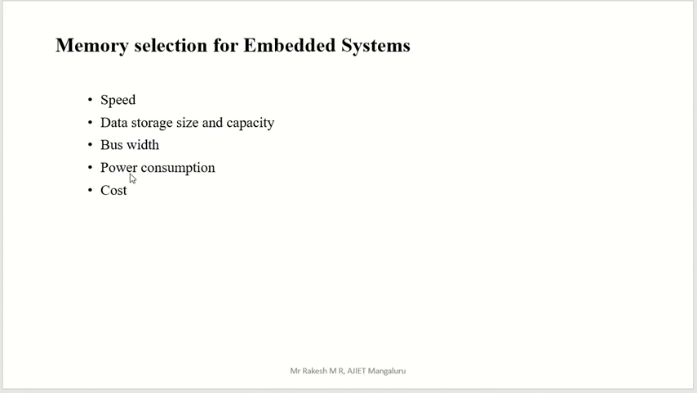Okay, these are the three important factors. Cost, the last one is cost, that is the price. How much amount we have to pay for that particular memory, that also matters. So these are the factors to select memory for a particular embedded system.